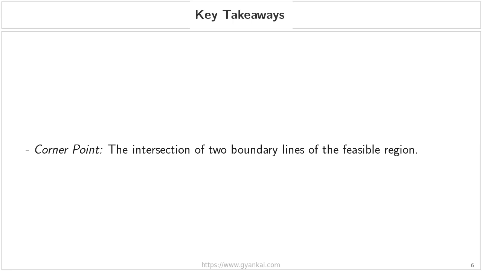First, let's revisit the definition of a corner point. Remember, a corner point, or what we also call a vertex, is simply the specific point where two boundary lines of your feasible region intersect. It is that precise meeting point of your constraints.